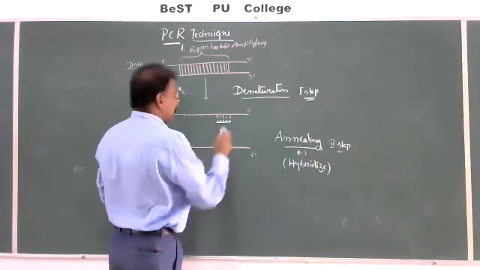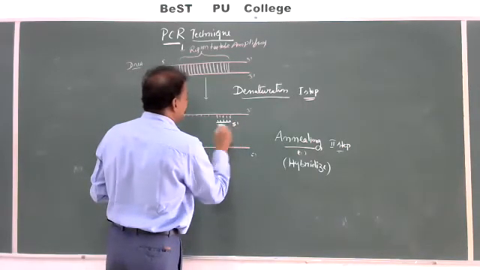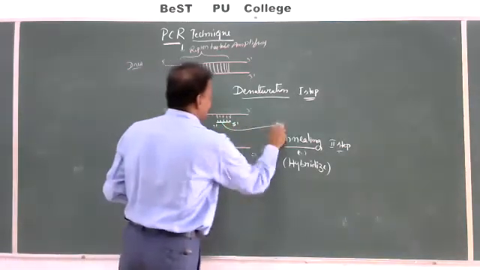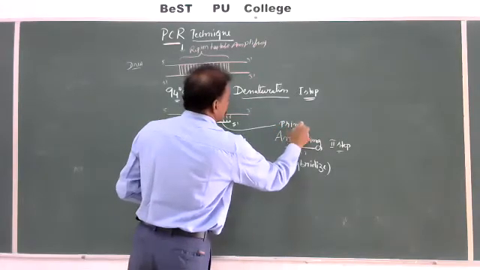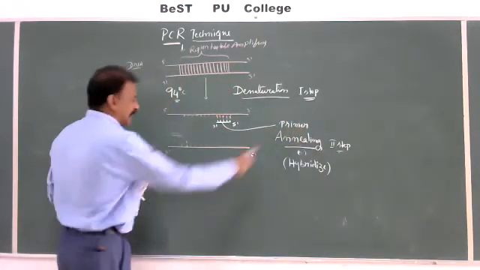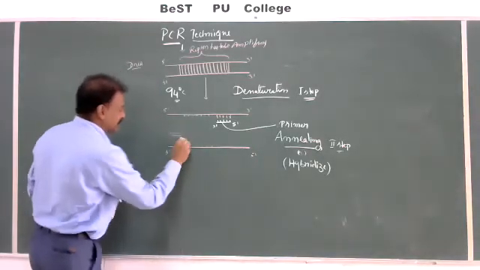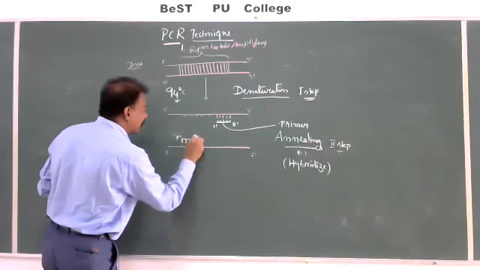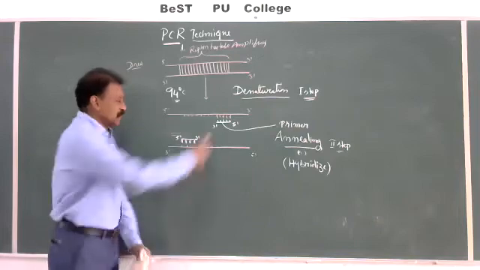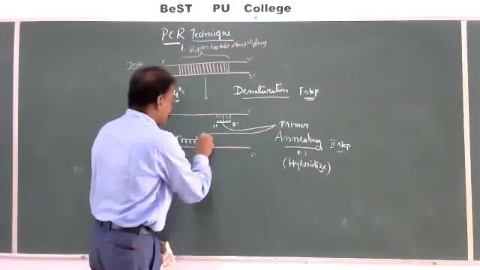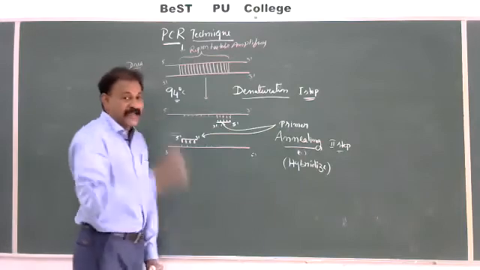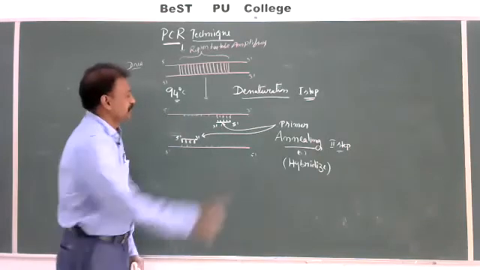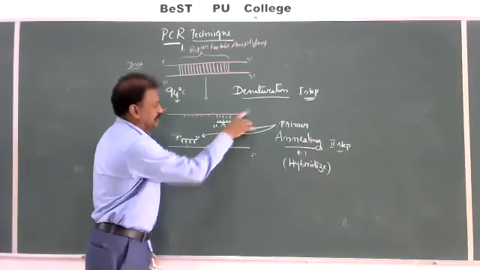And always a new strand will be synthesized in 5' to 3' direction only. One primer here. Another primer at 3' end of this. Another primer at 3' end of 5' to 3'. So, two sets of primers, and always primer should be at 3' end of the DNA templates.